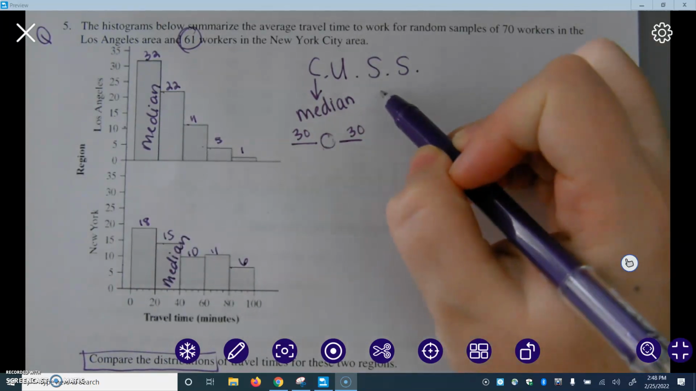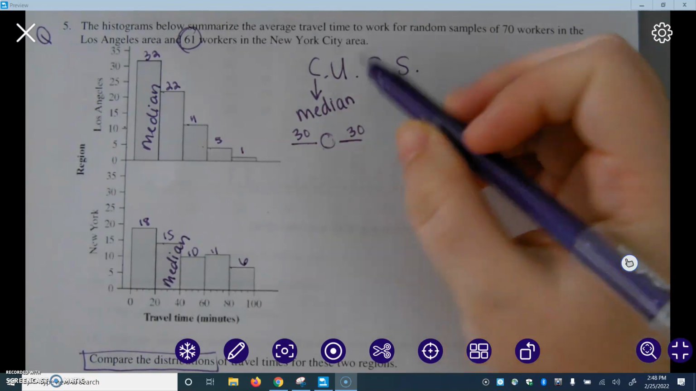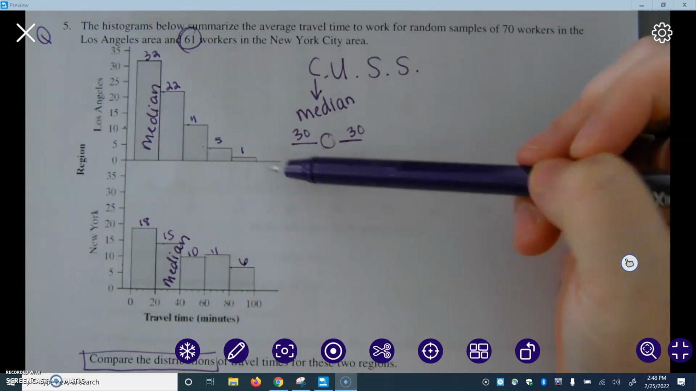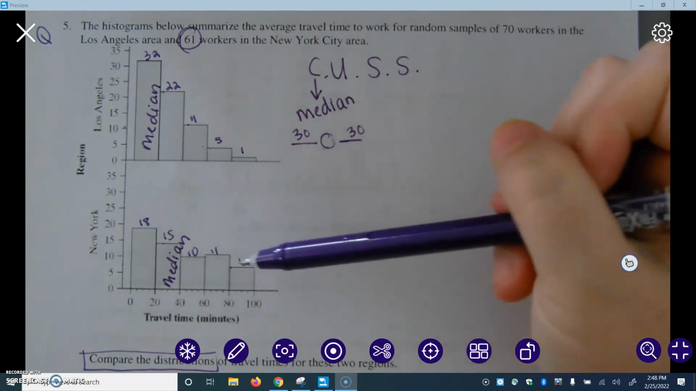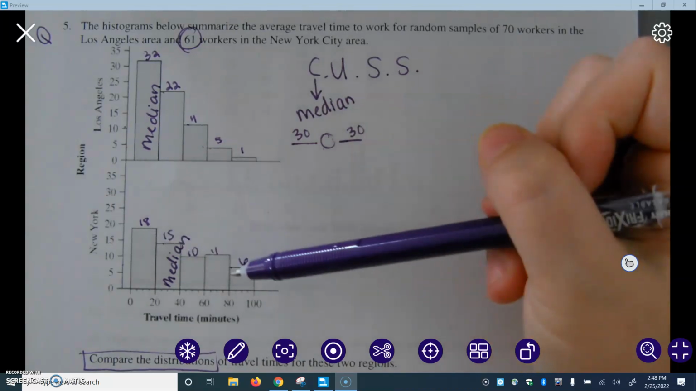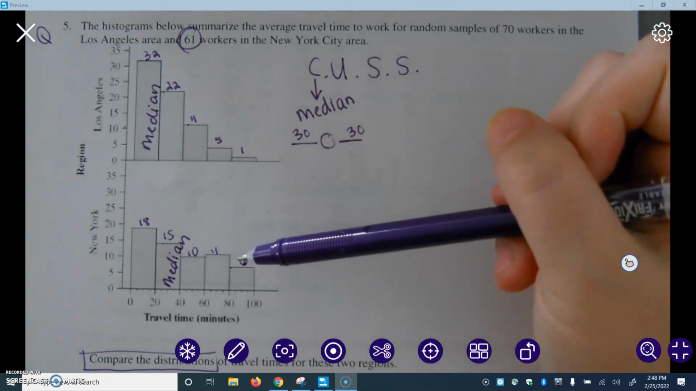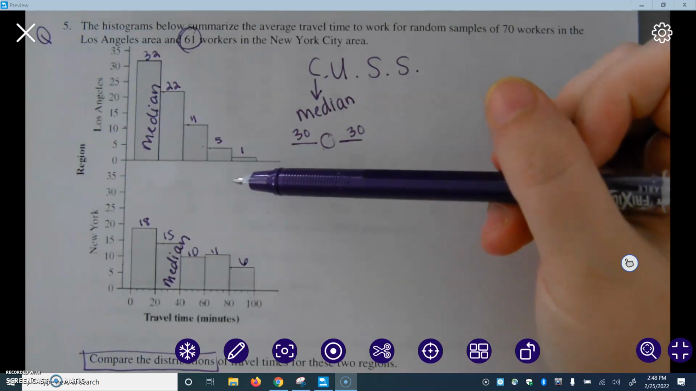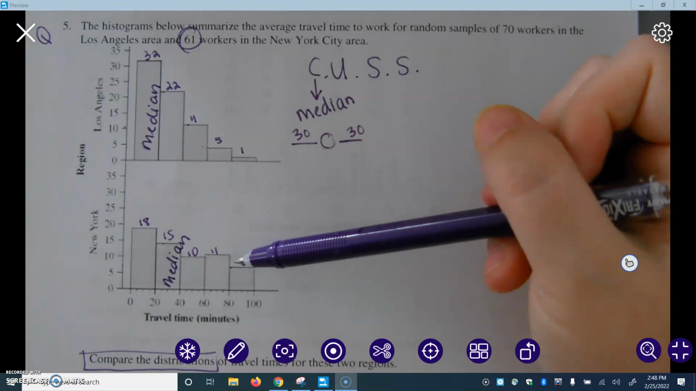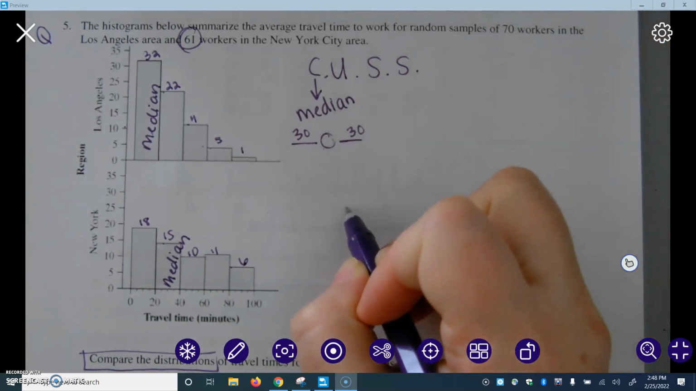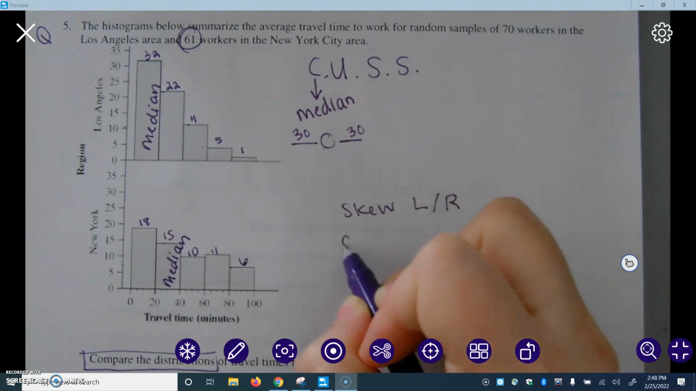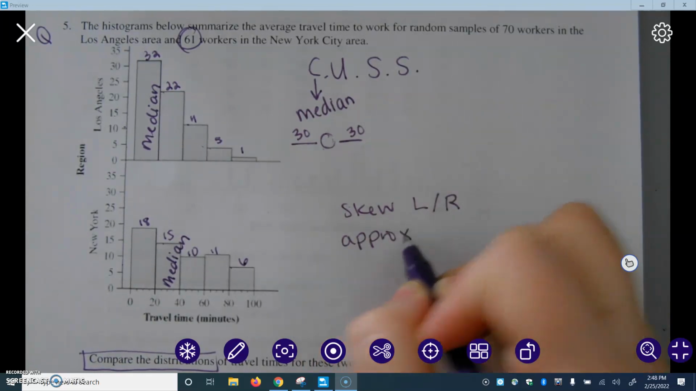The shape, you would want to describe the shape of both of them. So this first one is skewed to the right, whereas the New York seems a bit more uniform, or you could say roughly normal. Basically, if it's not clearly skewed, you can say approximately normal. So those are basically going to be your options. Skewed left, skewed right, or you could say approximately normal.